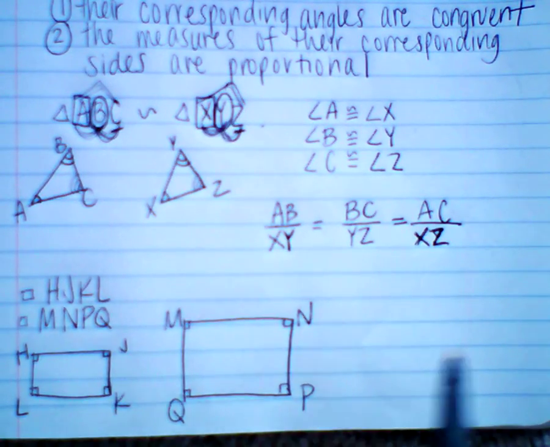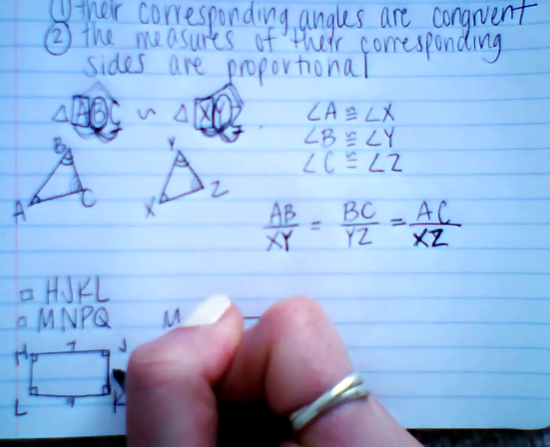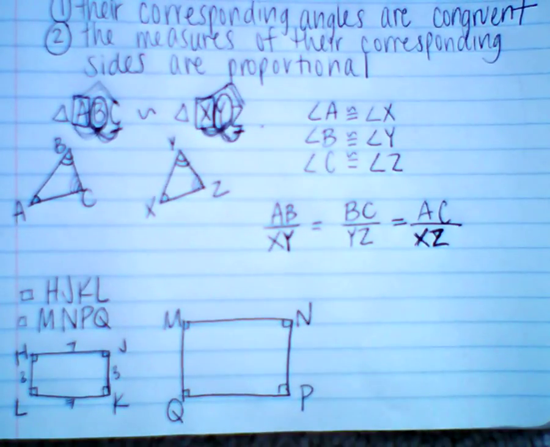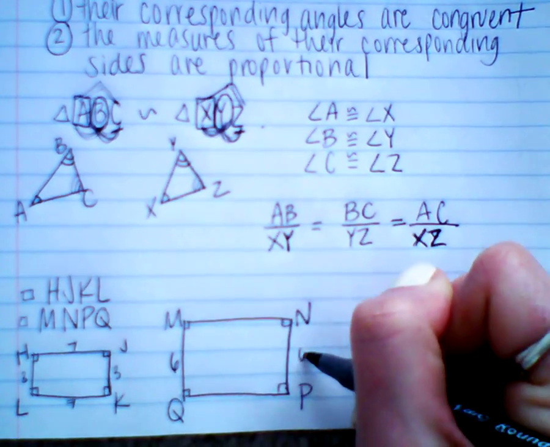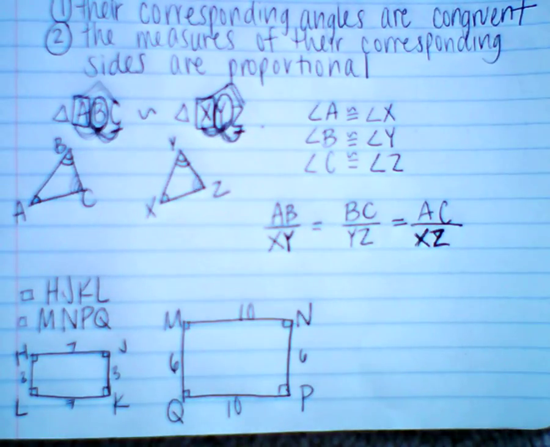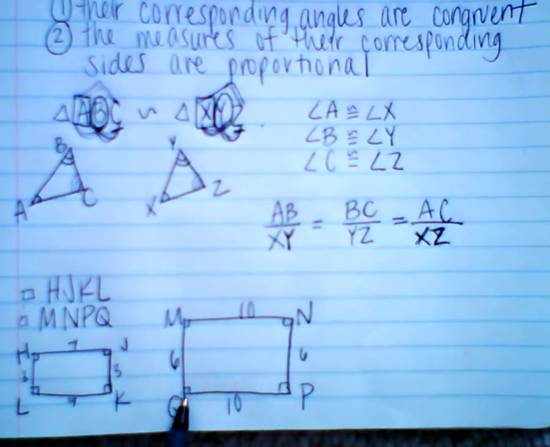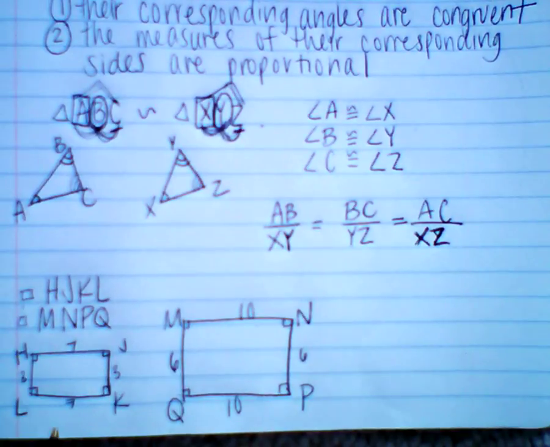I'm also told that this side length is 7, and this is 3. This is 6, and this is 10. So, I know so far that all of my angles are congruent, right? Because they're all right angles. So that part of the criteria is checked out for them to be similar. Now I need to determine if their sides are proportional.